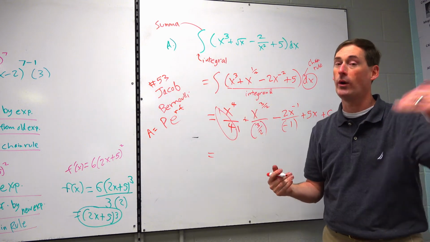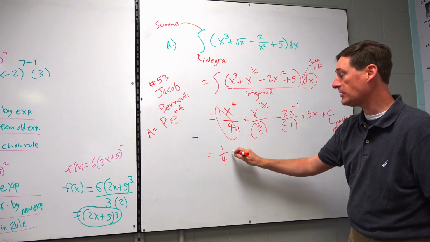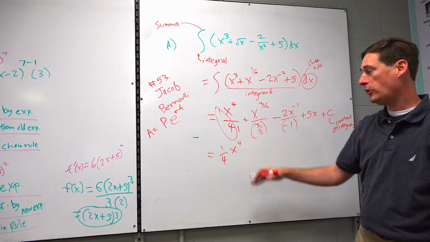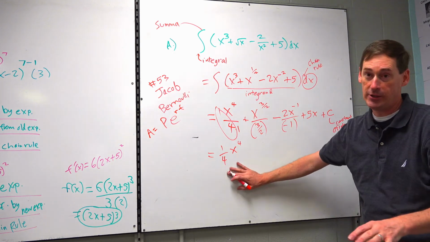It's not 4, it's 1/4, right? I prefer to move the fraction out. I think it's better practice for what we're going to do in the future. 1/4 x to the 4th. You will never get counted off if you put x to the 4th over 4. That's completely fine. I think this looks better.